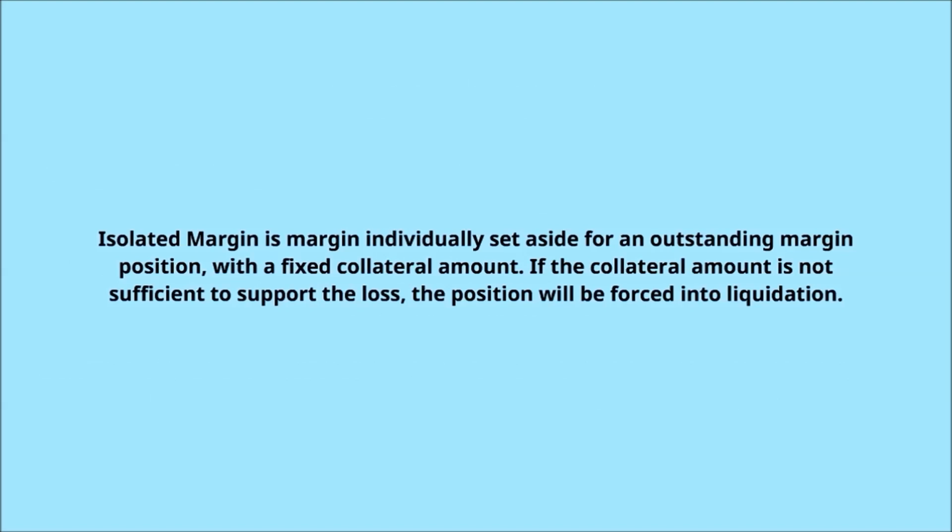Isolated margin is margin individually set aside for an outstanding margin position, with a fixed collateral amount. If the collateral amount is not sufficient to support the loss, the position will be forced into liquidation.